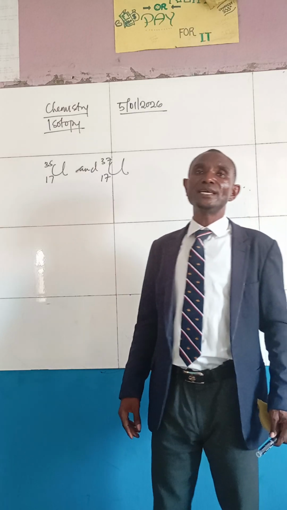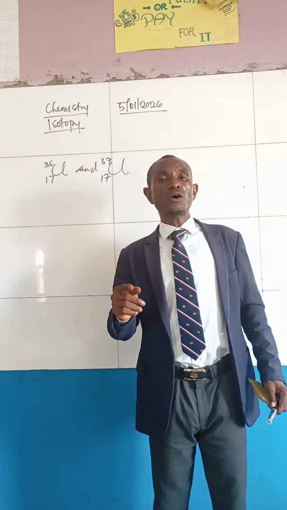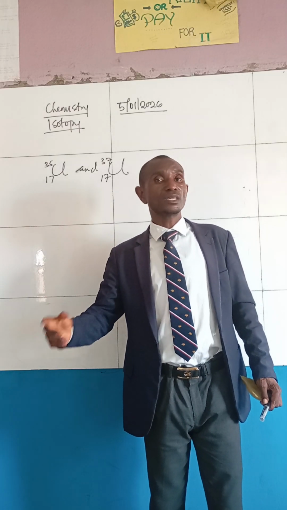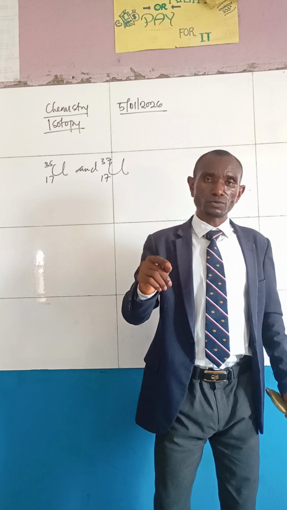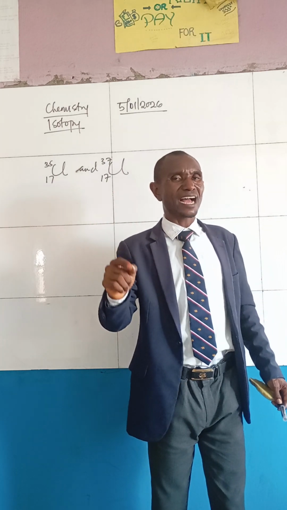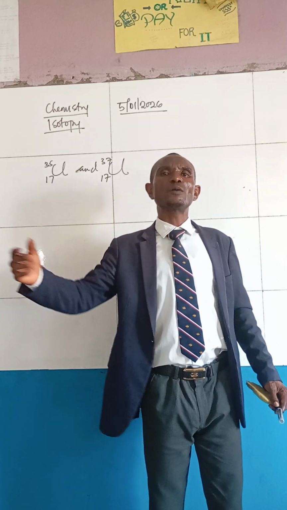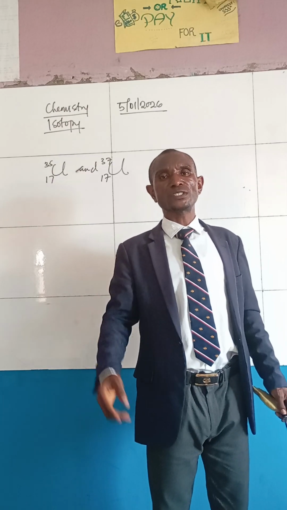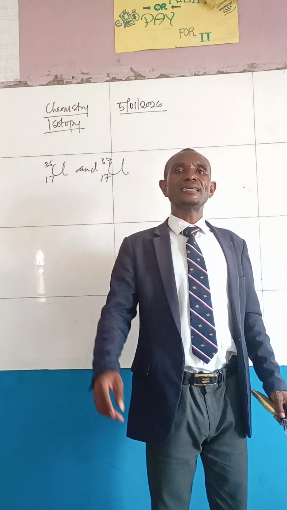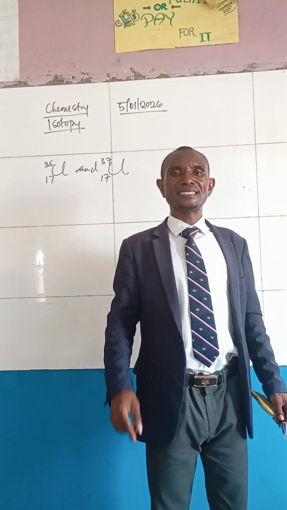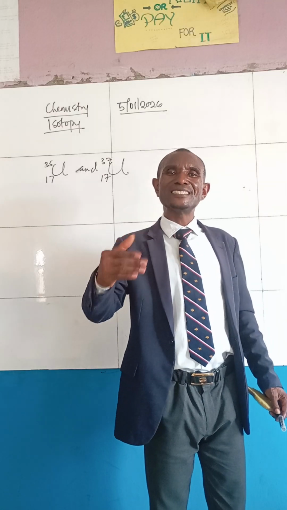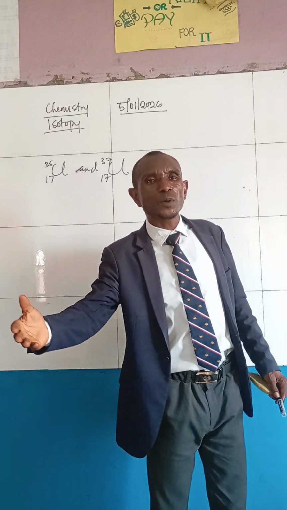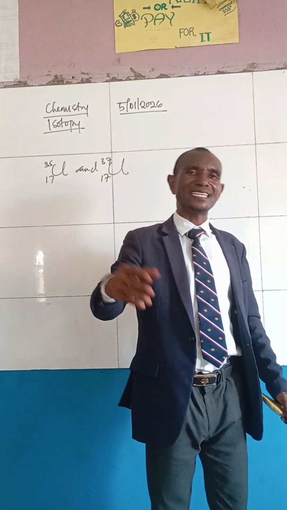Alright, now from the discovery, listen to this. If they ask you the characteristics of isotopes, number one, isotopes differ partially in their physical properties, but are similar in their chemical properties. Why is it that isotopes differ in their physical properties but are similar in their chemical properties?